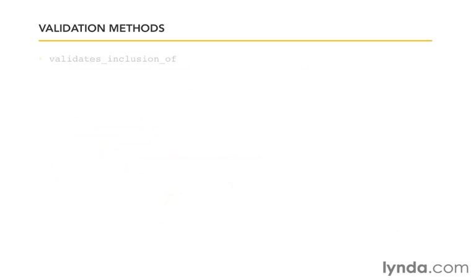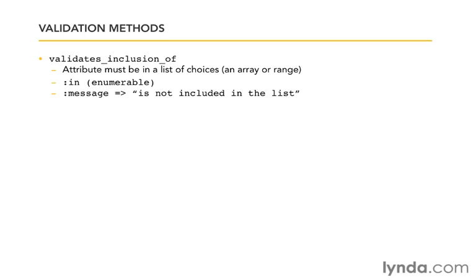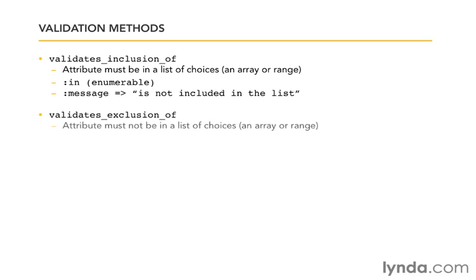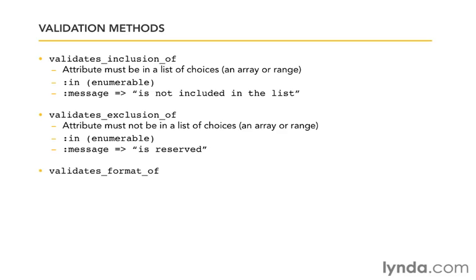The next validation is validates inclusion of. Here we have a list of choices, and we want to make sure that the value of this attribute is in that set of choices. So the option that we pass in is in, and you can pass in an enumerable object to it. Typically that's either an array or a range. And if it doesn't pass the validation, the message will say that this attribute is not included in the list. We have the opposite of that too with validates exclusion of. It does the exact same thing but makes sure that it's not in a list, and the default message is this attribute is reserved.